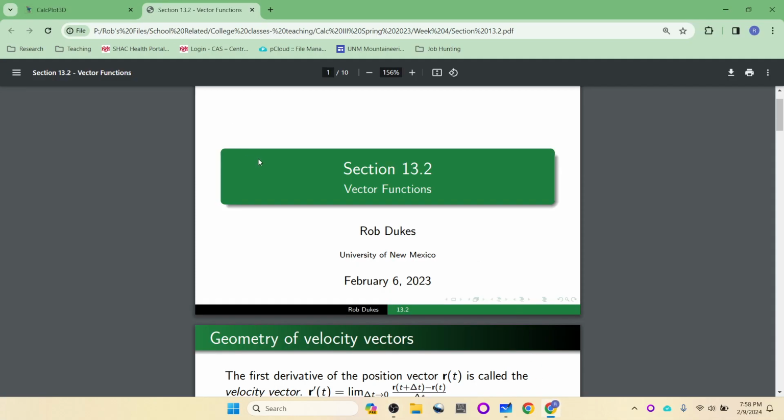Welcome. It's time to talk about vector functions. And this is where the calculus part of this calculus class really begins. So, we have talked about vectors as related to points. This next chapter, we really get into the idea of motion in space. So, this is the basis of rocket science, if you will.